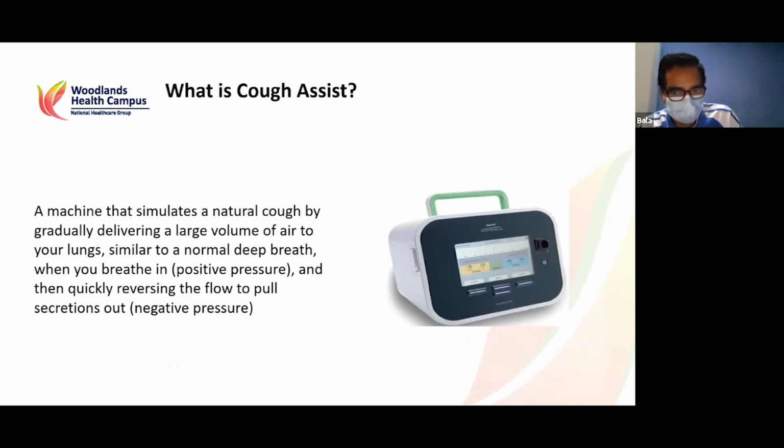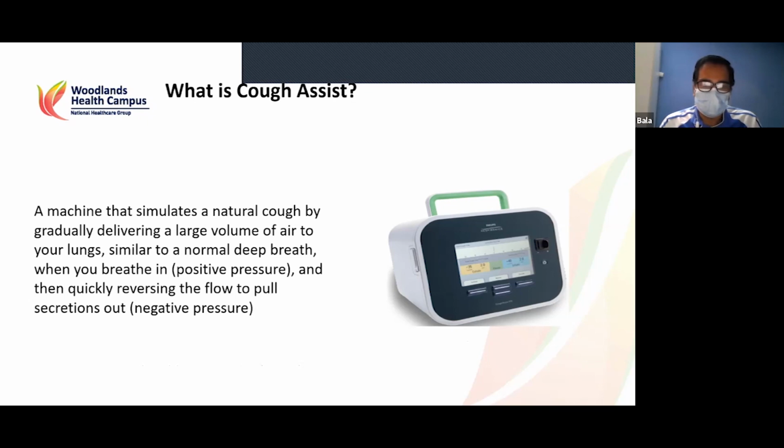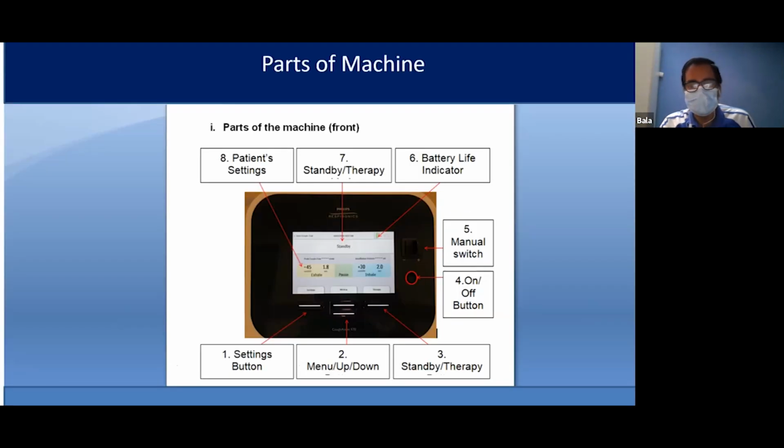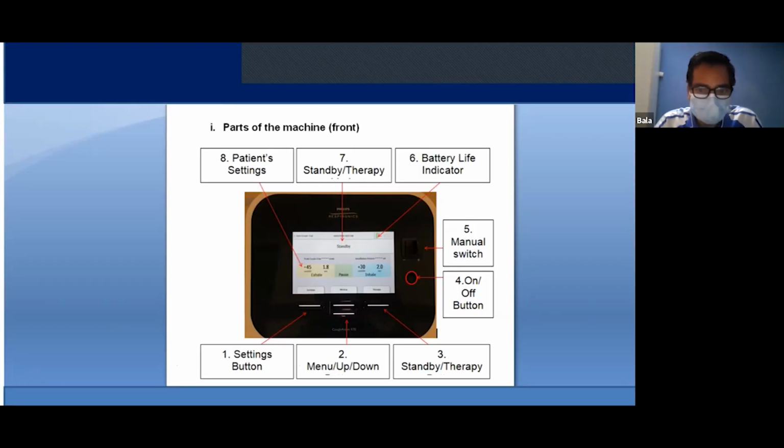So this is the definition of cough assist. A machine that stimulates a natural cough by gradually delivering a large volume first to your lungs, similar to a normal breath, and then quickly reversing the flow to pull the secretions out, as it suddenly shifts to negative pressure. So that's how cough assist works. I know we have a mixed audience, so I've taken this opportunity to introduce the cough assist. Some may know this already, but I'll quickly go through.